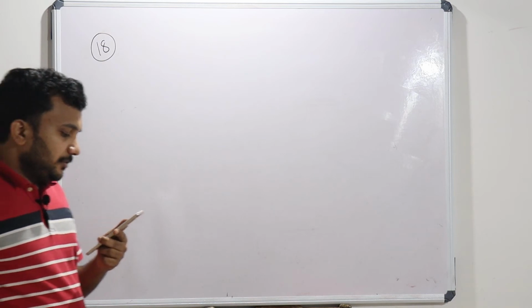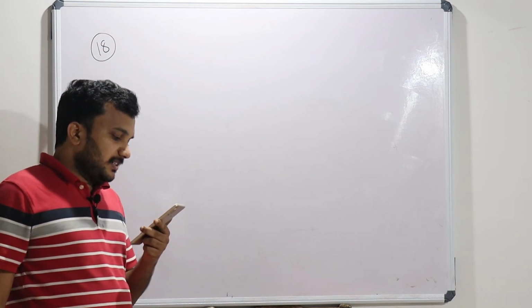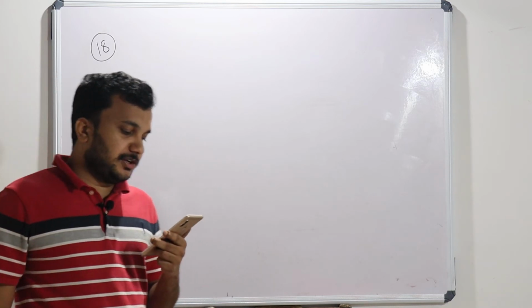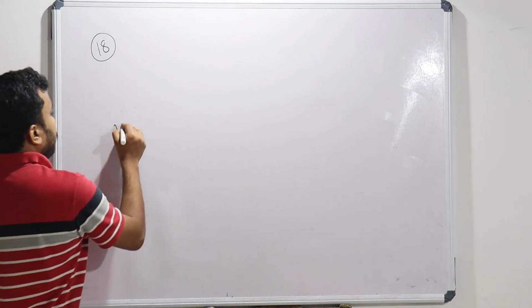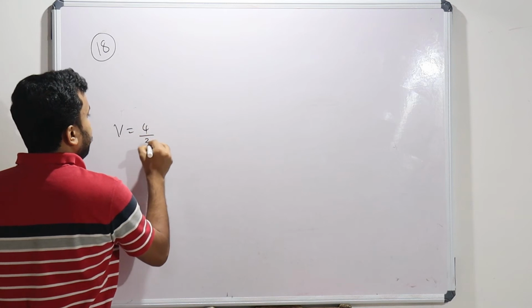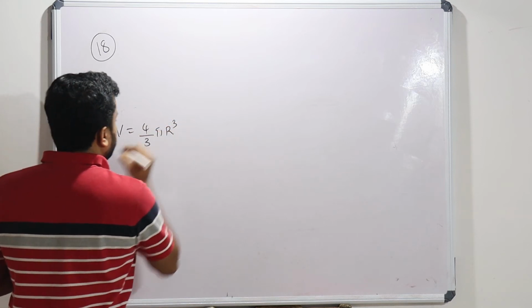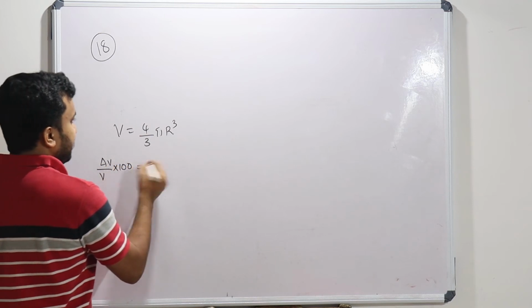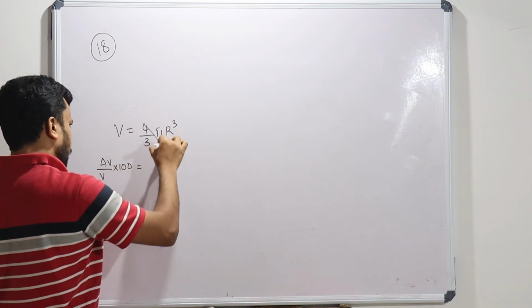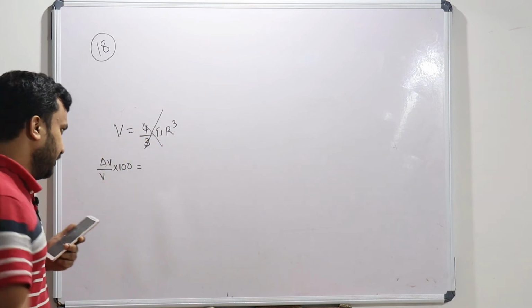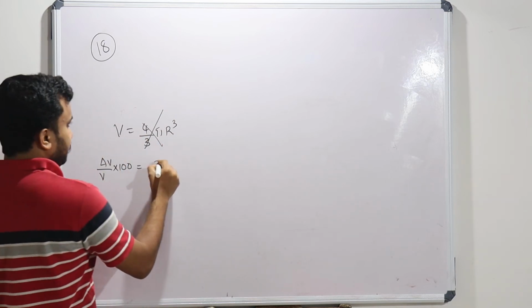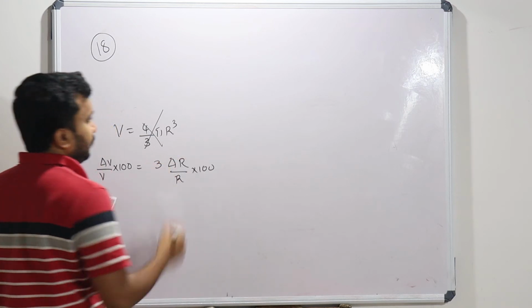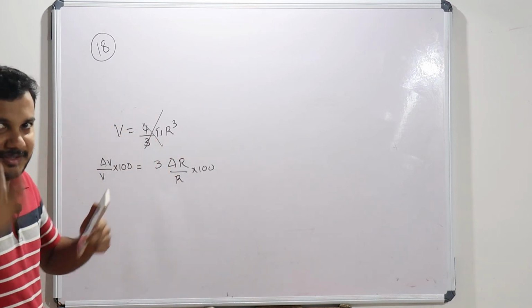Move to 18th question. If the error measured in the volume of a sphere is 6%, then the error in the measurement of the surface area of the sphere will be. Volume of the sphere is equal to how much? 4 by 3 pi r cube. So the percentage error, delta V divided by V into 100, is equal to, 4 by 3 is a constant. We don't want to consider constants at all in error calculation. So 3 into delta R divided by R into 100. Constant you can ignore it, because it doesn't matter.